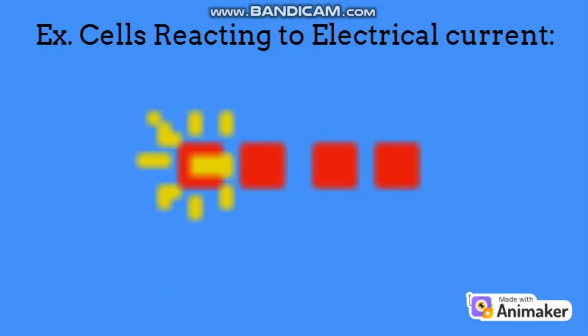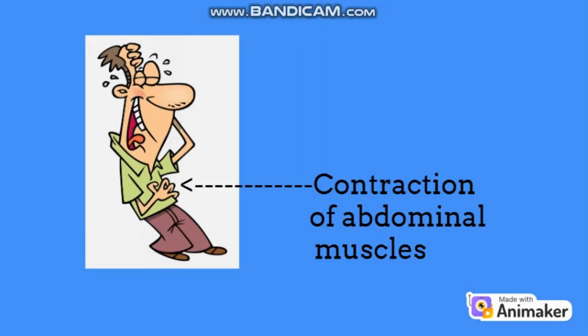These muscle cells have the ability to contract through electrical stimulation that excites them. A way to remember this is when you get excited and laugh, you contract your abdominal muscles, just like how your heart contracts when its cells get excited through the electrical stimulation.